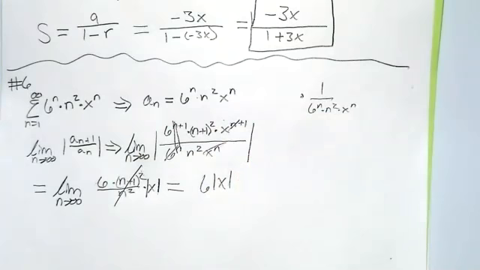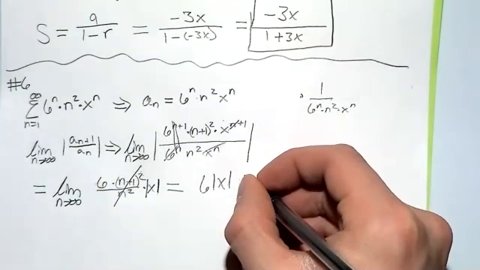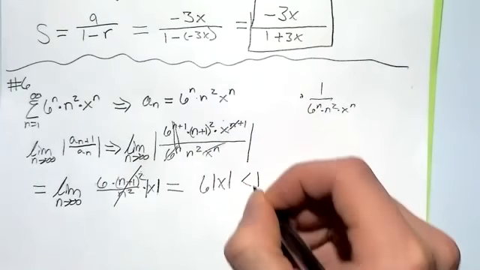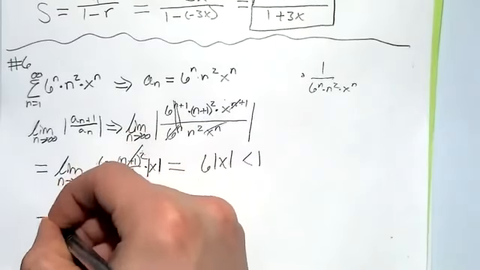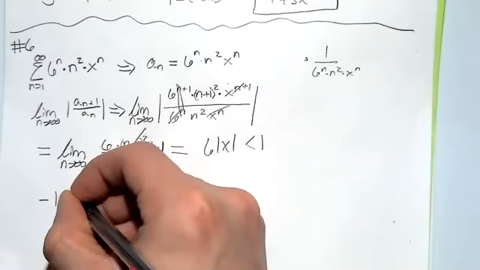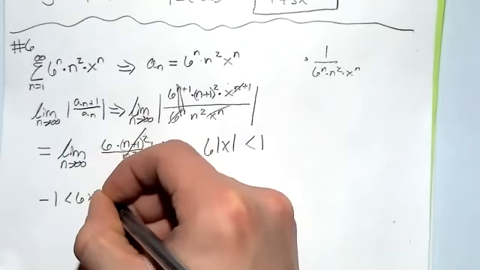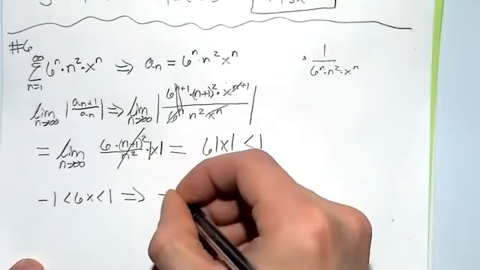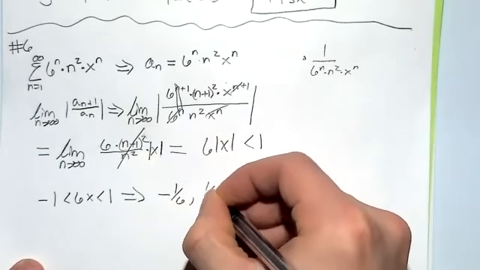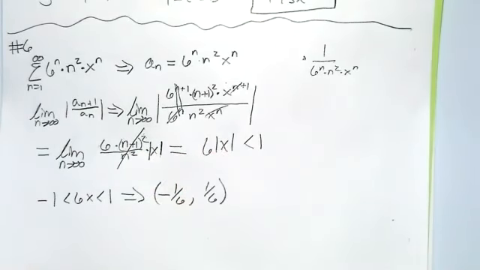Okay, now from here, when will this series converge? So we know that that limit has to be less than 1, so we'll say that that has to be less than 1. I'm going to rewrite down here. We're going to have negative 1 is less than 6x is less than 1. Divide by 6. Negative 1/6, comma 1/6 is going to be our interval of convergence.